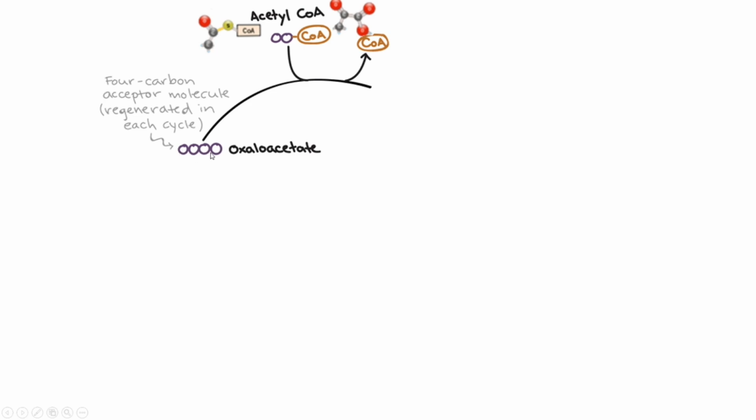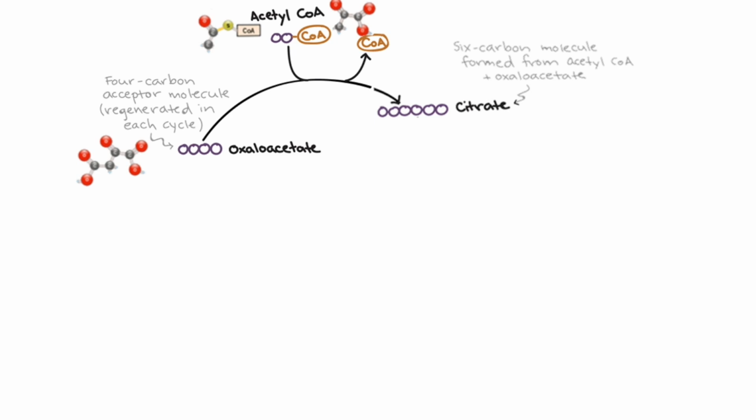And each one of these purple circles represents a carbon. So just remember that we want to count the carbons. 1, 2, 3, 4 carbons here, 1, 2 carbons here. And so you can expect that the product of this is something called citrate, which is a 6-carbon molecule formed from acetyl-CoA plus oxaloacetate. Then we take our citrate, which looks like this.